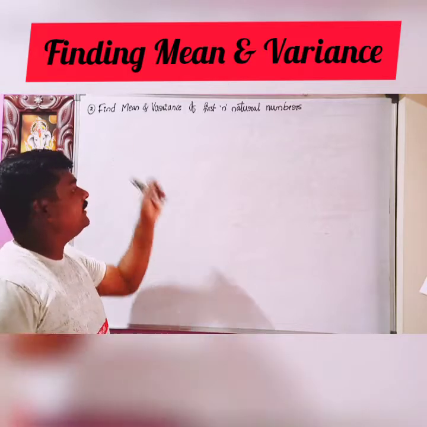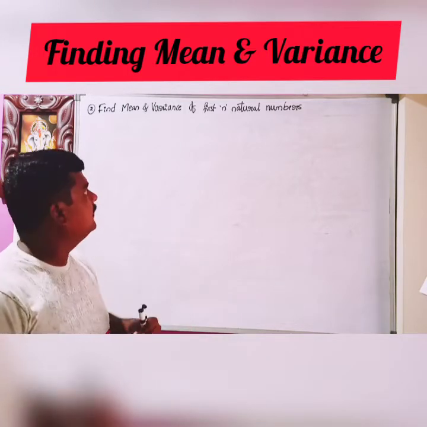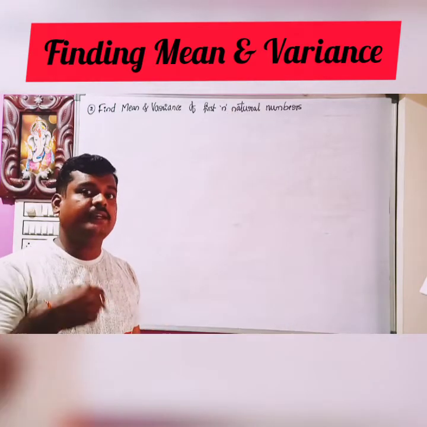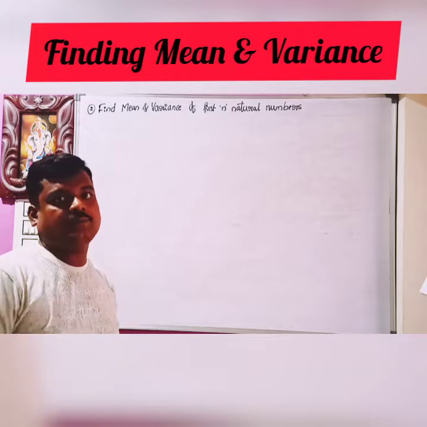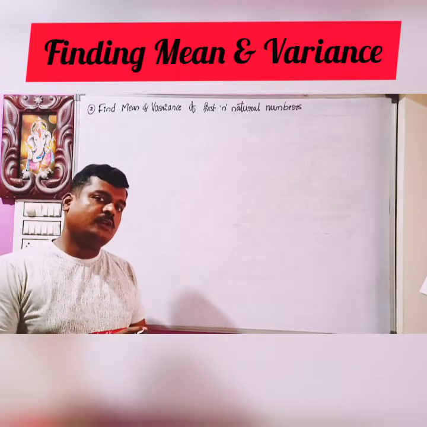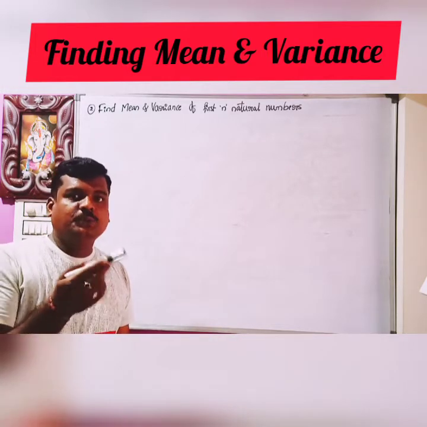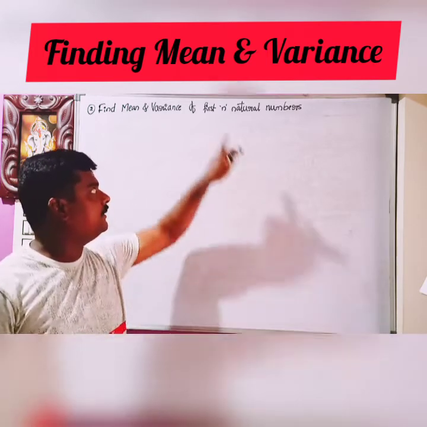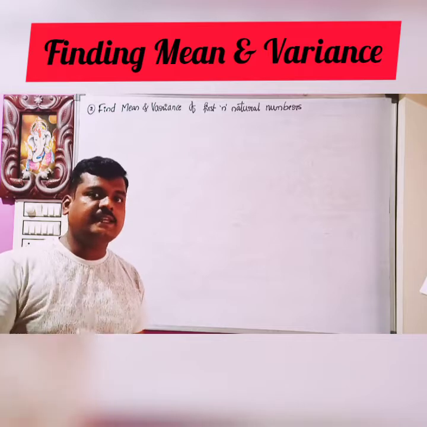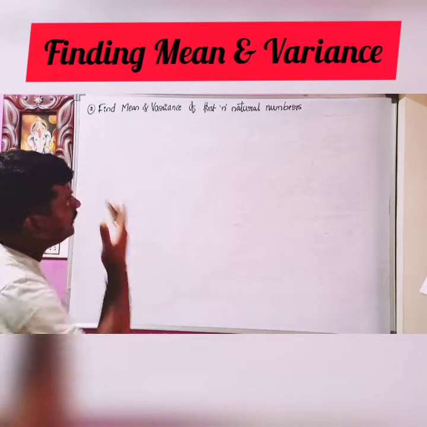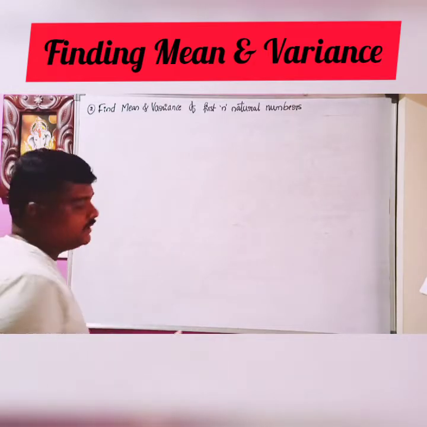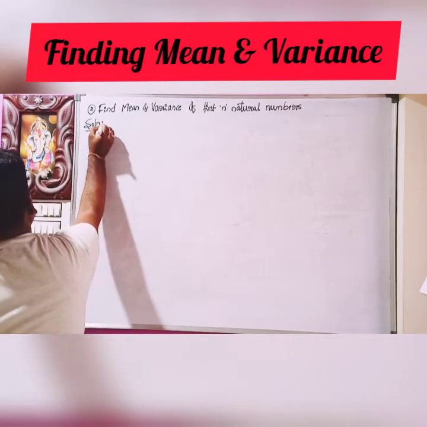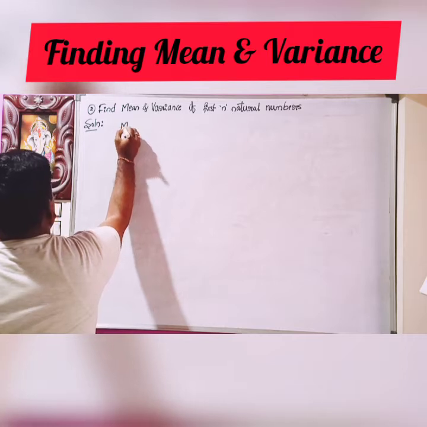Now, to find the mean and variance of the first n natural numbers. What are the first n natural numbers? 1, 2, 3, 4, 5, 6, 7, 8, 9 up to n. These are the observations, and we have to find the mean and variance.